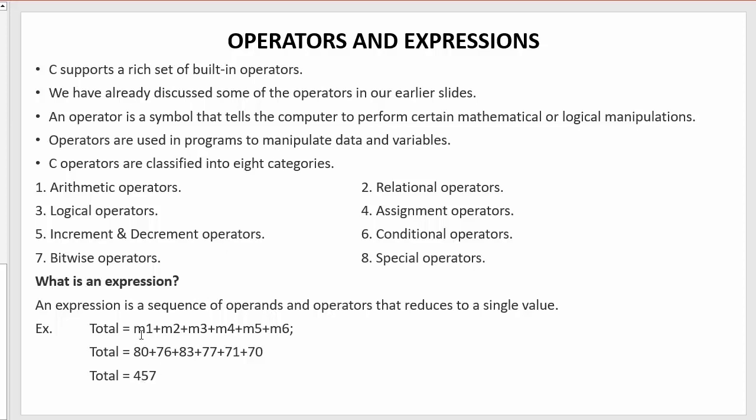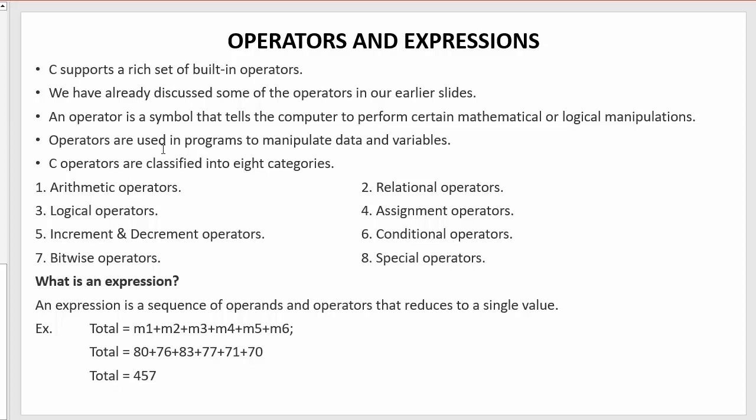Here you can clearly see, I have 6 operands: m1, m2, m3, m4, m5 and m6, and between each of these operands I have used the plus operator. So now this plus operator adds the value of each operand and gives a single value as an output, which I will store inside total.